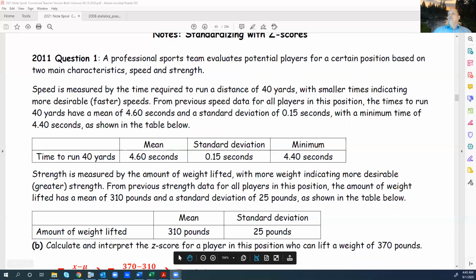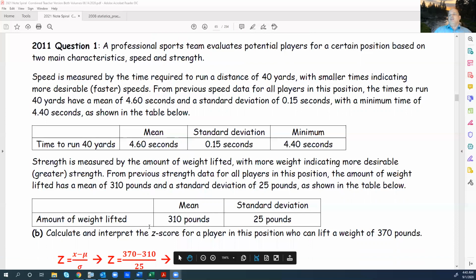All right. Now, please note it says calculate and interpret. Very important you do both. Not just calculate, you also have to explain what it is you found.